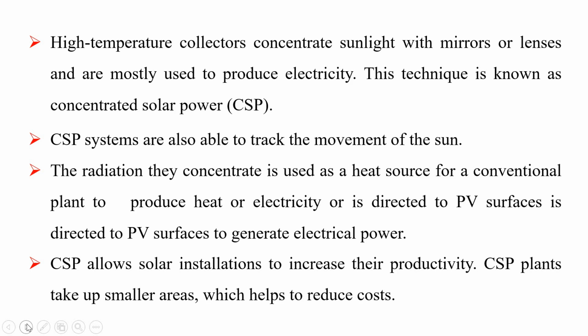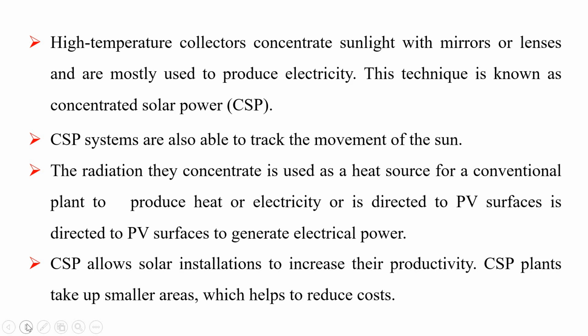CSP systems are also able to track the movement of the sun. The radiation they concentrate is used as a heat source for a conventional plant to produce heat or electricity, or is directed to photovoltaic surfaces to generate electrical power.